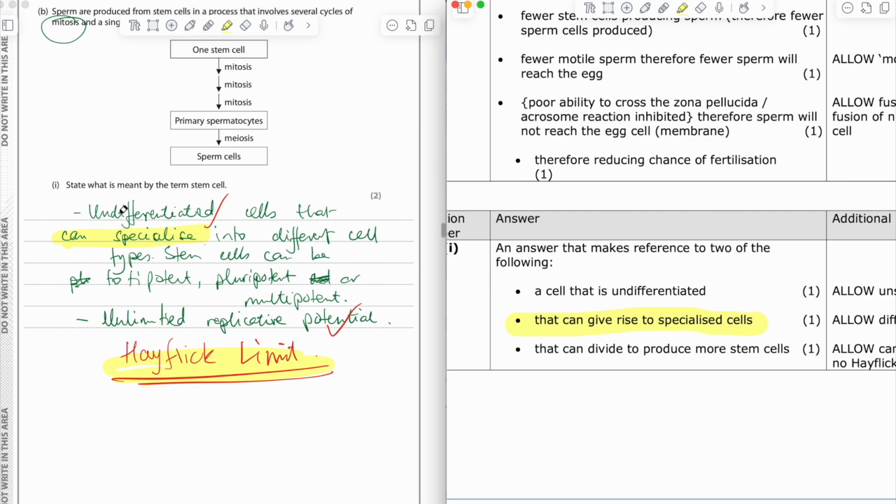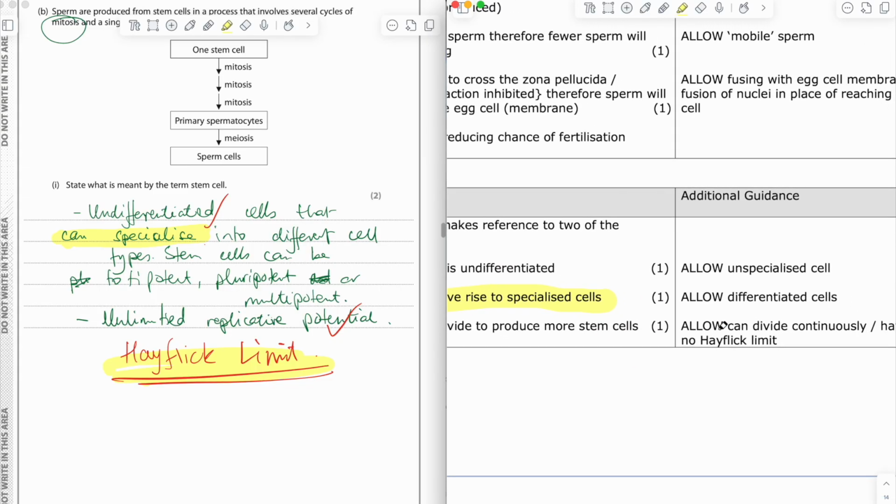So I think sometimes we can fall into the trap of saying what I said, undifferentiated cells. However, stem cells don't become differentiated. They divide, and then the cells that are produced from that division are the ones that become specialized. So maybe it's not technically true to say that stem cells become specialized. Maybe we should say stem cells give rise to specialized cells, which is fine.